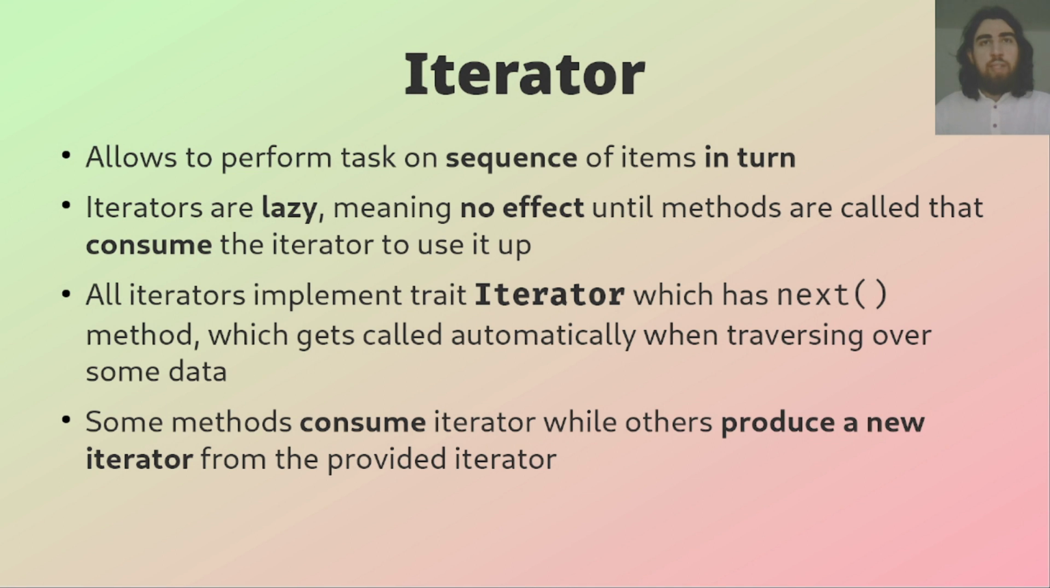So, iterators will be the last topic we will cover together. So let's dive in. An iterator allows us to perform a task on a sequence of items in turn. Iterators are lazy, meaning they have no effect until methods are called that consume the iterator to use it up. All iterators implement the Iterator trait, which provides the next method, which gets called automatically when traversing over some data. And some methods consume the iterator, while others produce a new iterator from the provided iterator.